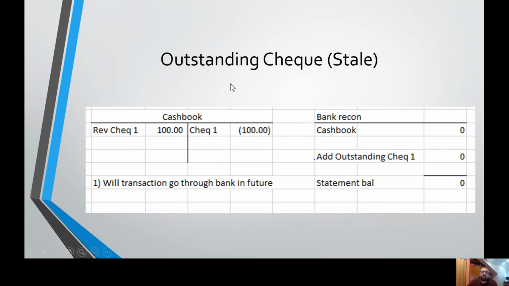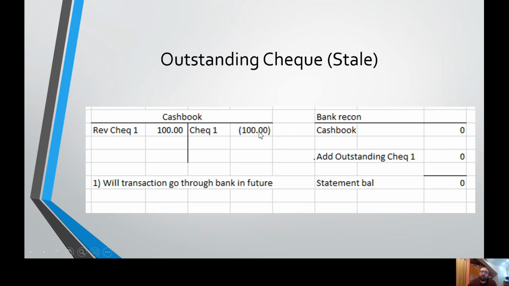Now let's use the same example. We've got an outstanding check, but now in the period that we are doing the accounting for, this check has become stale. So the moment we issue the check, we would write it on the credit side of our cash book because my cash book will decrease. Now, for the first 6 months, that transaction will be reflected as on the previous slide. But now after 6 months, we know that check cannot be banked anymore. So we can't enter it on our bank reconciliation because it will never happen in future.